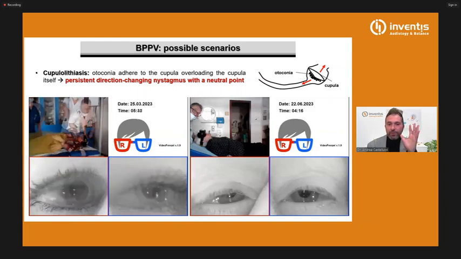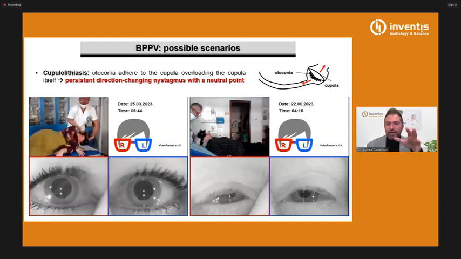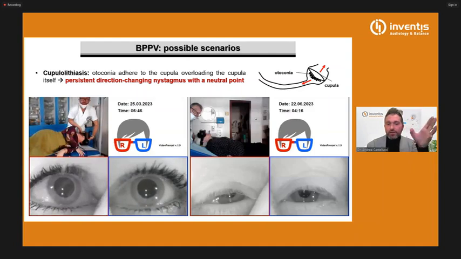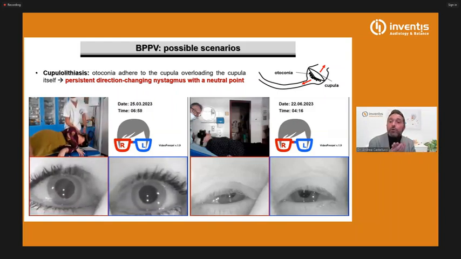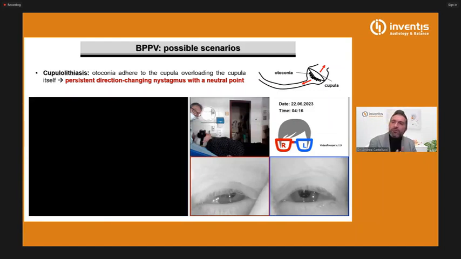And then if we change again the position of the head according to gravity, we can see that now the nystagmus reverses. But it's a persistent reversion of nystagmus because the cupula is bent from one side or on the other side, depending on the position of the head. And since the cupula is overloaded, it will give a persistent direction change in nystagmus.